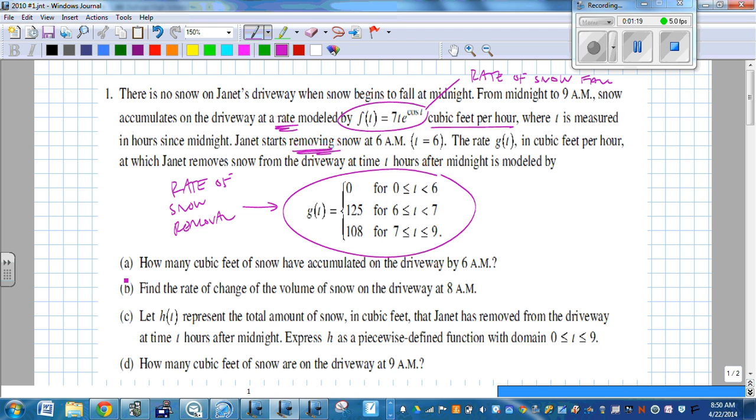Alright, so part A. How many cubic feet of snow are accumulated in the driveway by 6 a.m.? So by the time she starts shoveling, how much snow is there? Well, this is what we talked about recently with rates. To find out how much has occurred over an amount of time using a rate, we're going to do the definite integral from a to b of the rate.